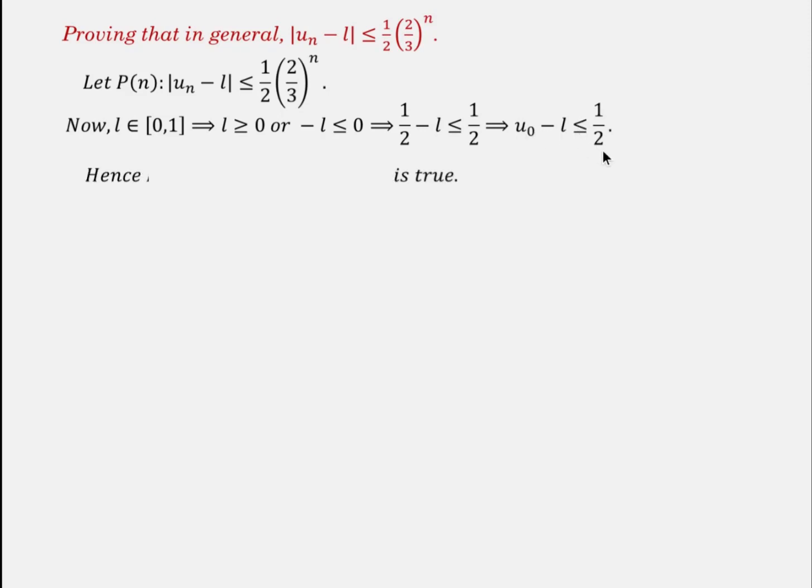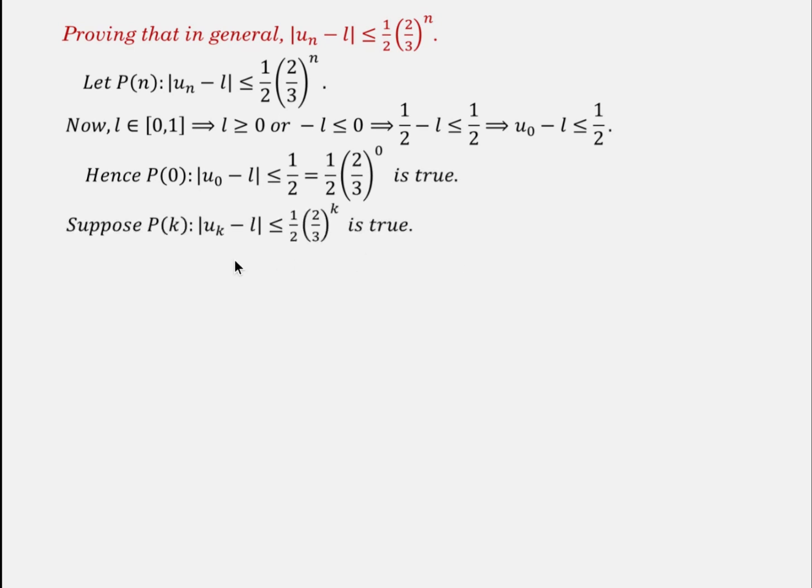So verifying now with the original statement that we are seeking to prove, we can see that the absolute value of u naught minus L is less than or equal to half. And when you substitute n equals 0 in the right hand side of that inequality we are seeking to prove, you would clearly see that it is half, because half into 2/3 raised to the power 0 is half, and so p naught is true.